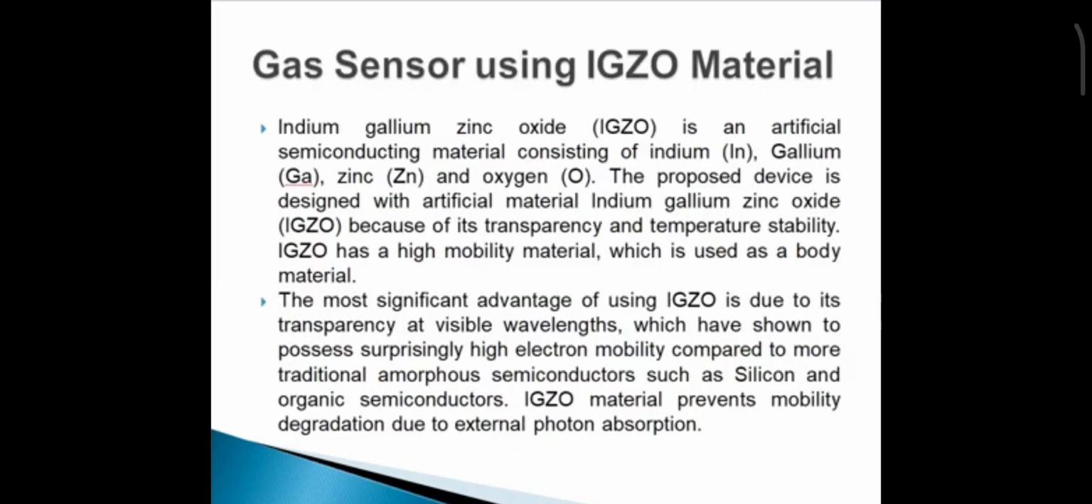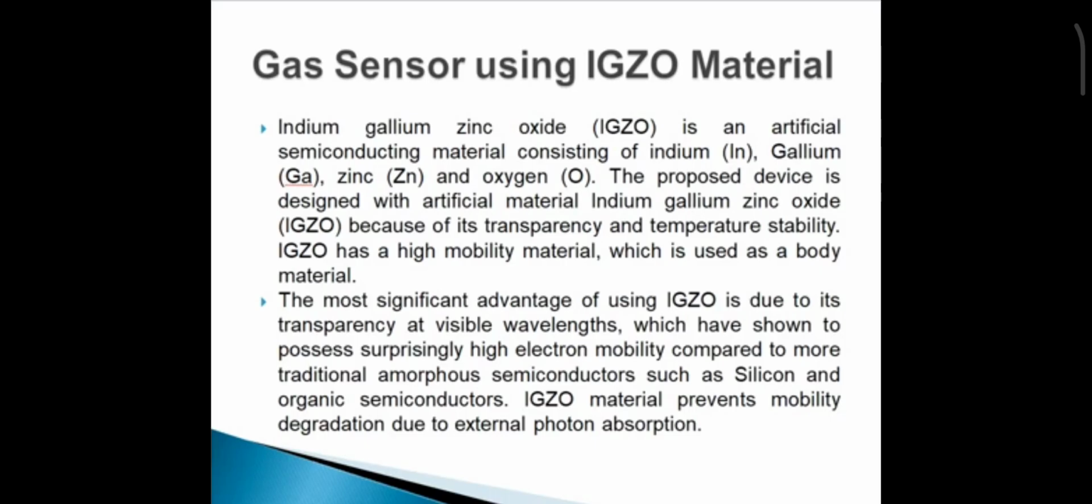In the proposed structure, I am using IGZO material for sensing ammonia gas in the nanowire FET device. IGZO, indium gallium zinc oxide, is an artificial semiconducting material consisting of indium, gallium, zinc and oxygen. The proposed device is designed with the artificial material IGZO because of its transparency and temperature stability. IGZO is a high mobility material which is used as the body material.